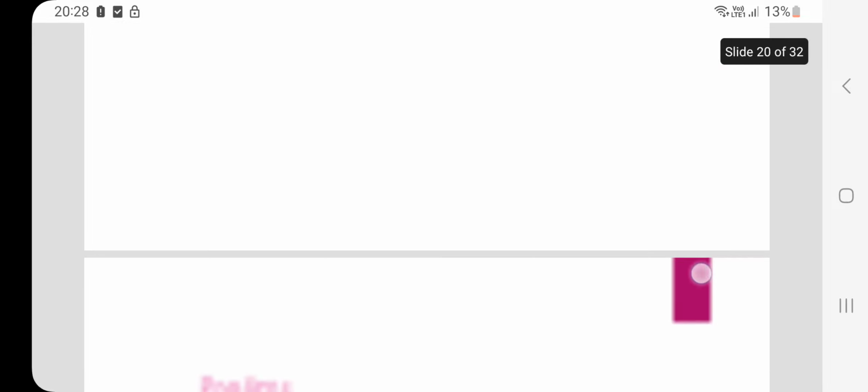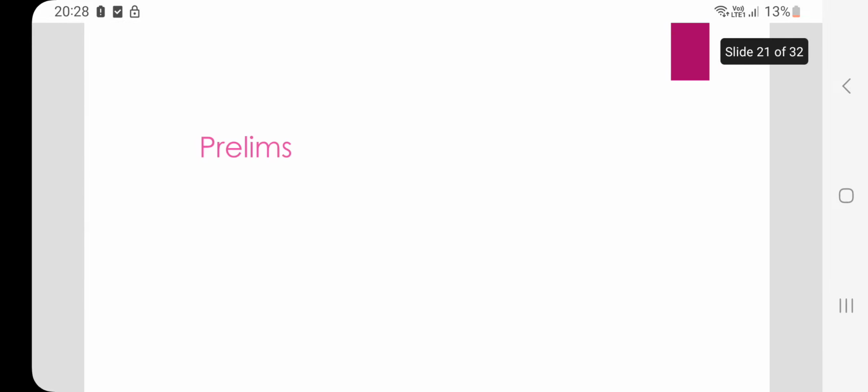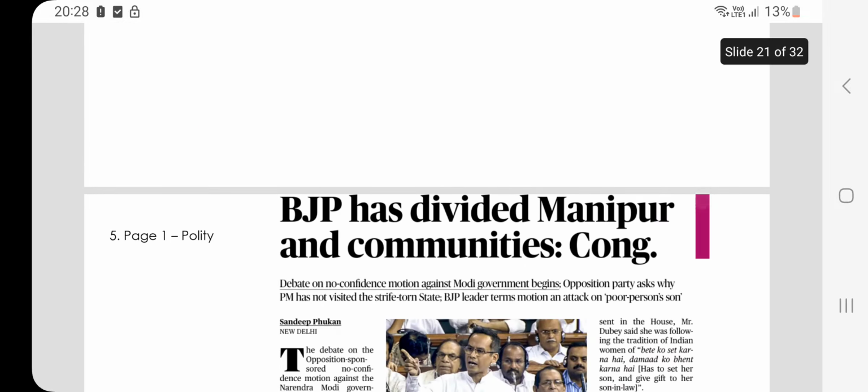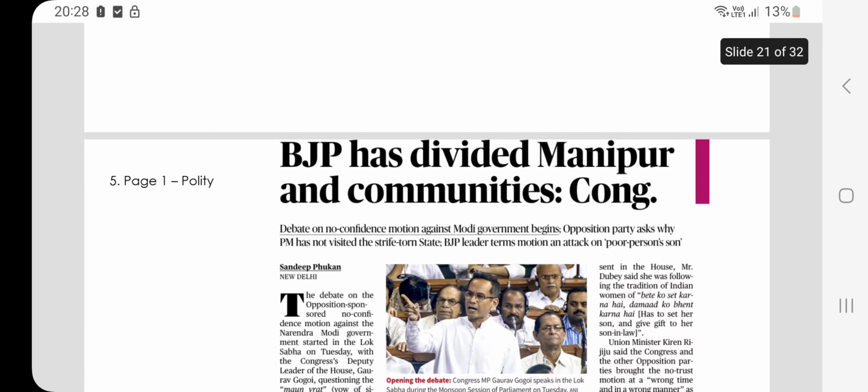Next one is the prelims articles that are relevant for UPSC. The first article talks about the debate on the no confidence motion against the Modi government that began. So you have to know what is a no confidence motion.